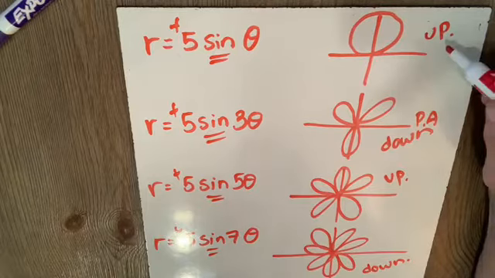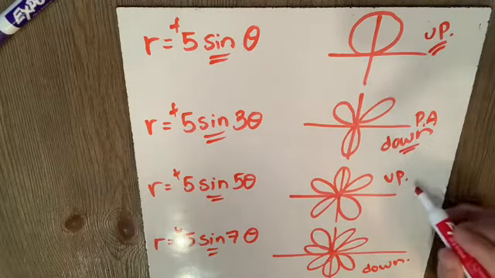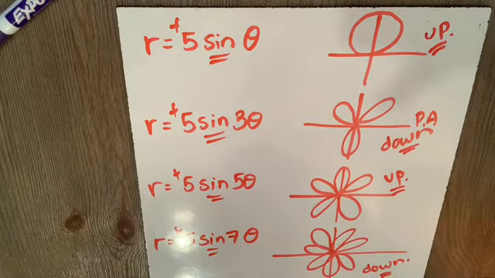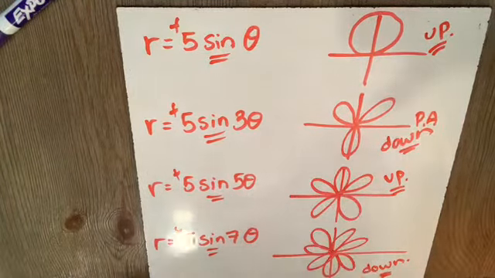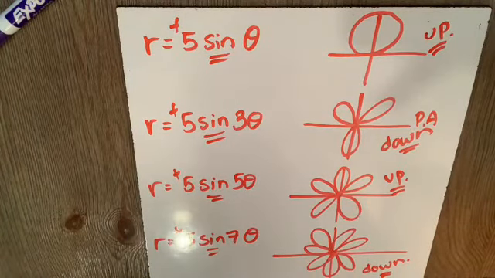With the sine, 1 up, 3 down, 5 up, 7 down. Mr. Curran, that's hard to remember. All right, do what I did. Pick theta and get r and get that 1 point. Confirm for yourself where it is, and then you can judge everything off of that 1 point.